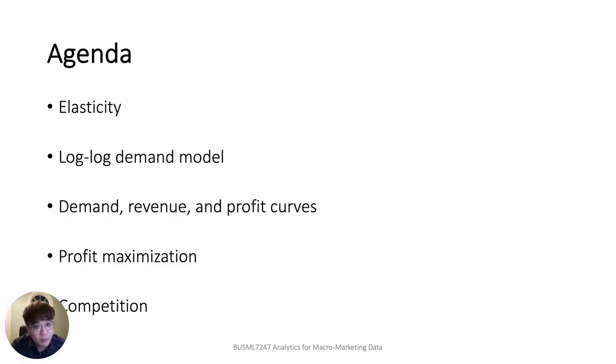In this lecture, I'm going to first introduce the concept of elasticity and level of demand models. Then, I'm going to present how demand, revenue, and profit curves look like under a level of demand model. Once we successfully estimate the demand curve, we can find the optimal price point where the profit is expected to be maximized. And I'm going to show how to find the optimal price under a level of demand specification. Last, I'm going to briefly talk about what happens when there are competitors. Okay, are you ready? Then let's get started.